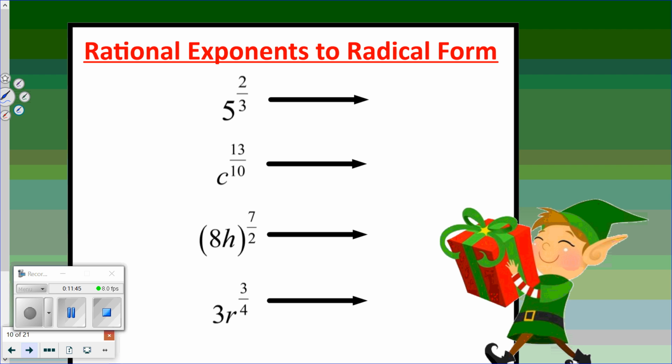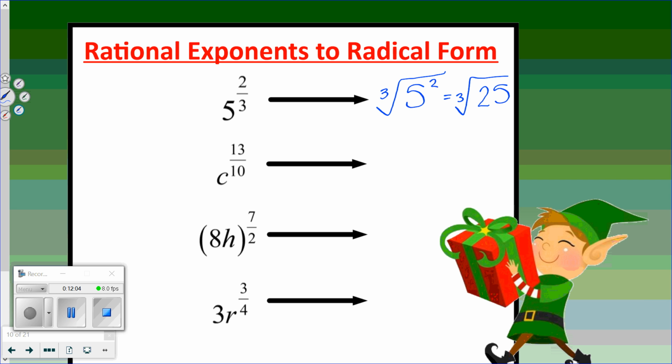All right, so first one, 5 to the 2/3 would be, good, the cubed root of 5 squared, which is the cubed root of 25. Yeah, we want to simplify as much as we can. We know what 5 squared is.